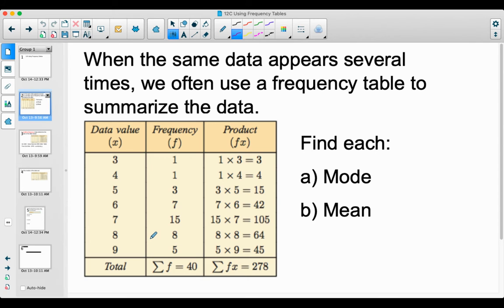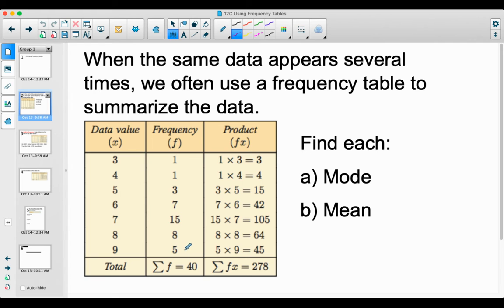And when you're asked to do measures of center, finding the mean, median, mode, that kind of thing, to find the mean, you would have to write 3 one time, 4 one time, 5 3 times, 6 7 times, 7 15 times, etc. And that is very time consuming. So instead, you can multiply your data value times your frequency and get a product over here. When you multiply that and add that together, that's going to give you the total sum of all of your numbers. And then this would be the sum of the frequencies, like there are 40 values in here.